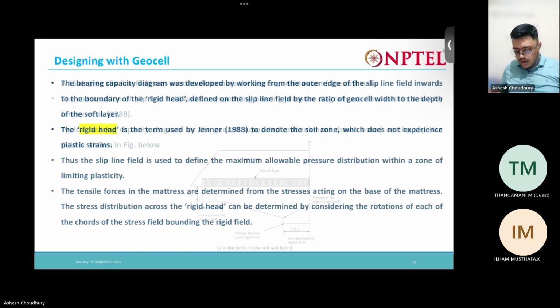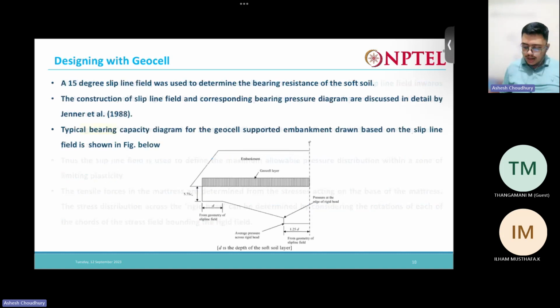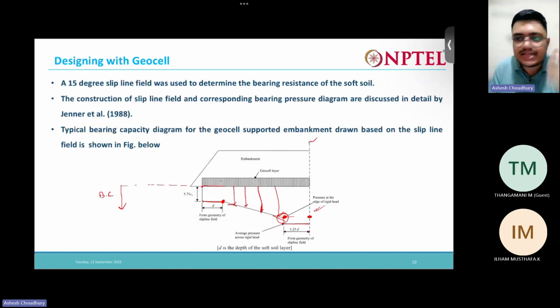Okay. Now the tensile forces. The tensile forces in the mattress, where mattress here means the geocell, are determined from the stresses acting on the base of the mattress. Understood? So in the geocell, there will be some tensile forces acting due to the load that is acting on it.